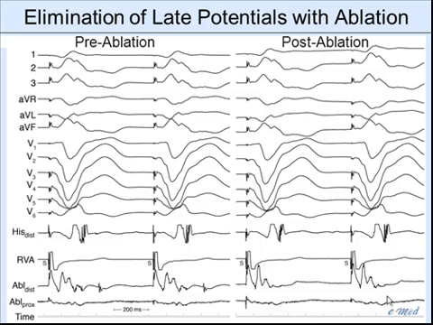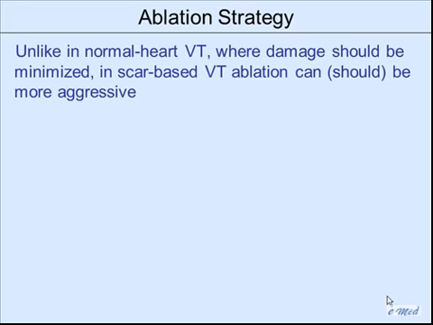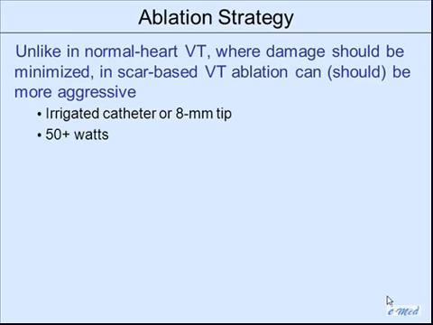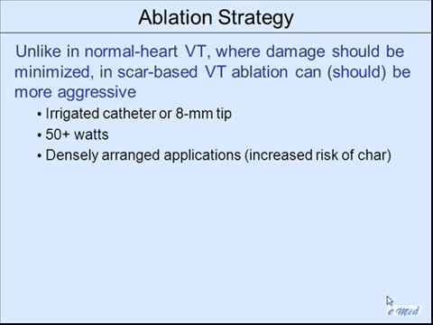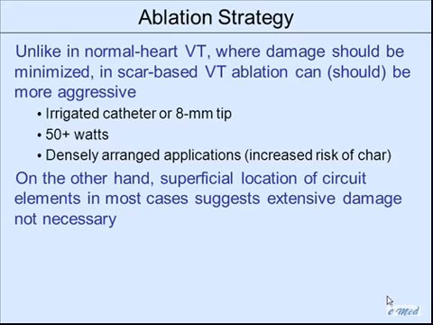Any one point won't do it, but sometimes you'll see these guys delay out and fall off like in PV isolation. All right, what equipment do we need? Irrigated catheter, 8mm tip, 50 watts, go for it. Densely arranged applications may increase the risk of char if you don't have adequate irrigation, especially with 8mm.